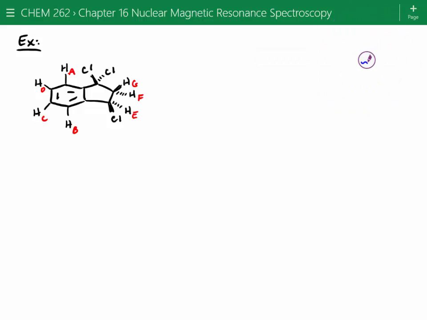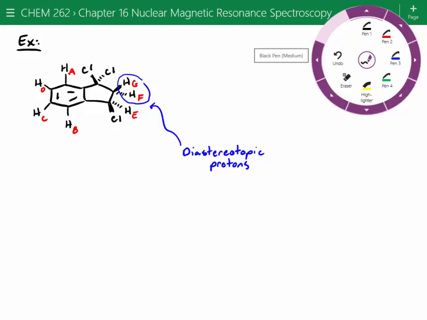And this is something that's confusing for a lot of people. And these protons have their own special name. Oftentimes people mix them up and they think that they'll share one signal, but these are actually diastereotopic protons. So in this case, if we're counting how many different proton signals we've got: 1, 2, 3, 4, 5, 6, 7 different proton signals.